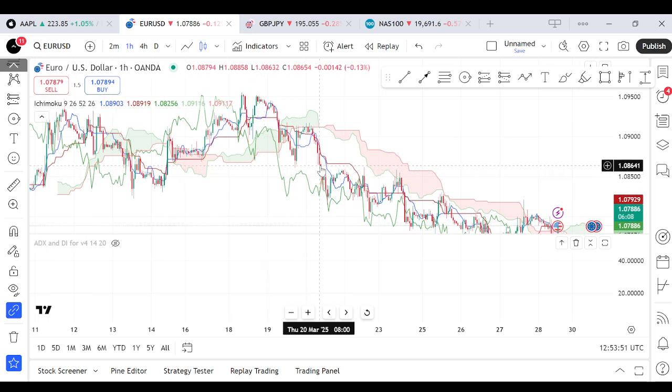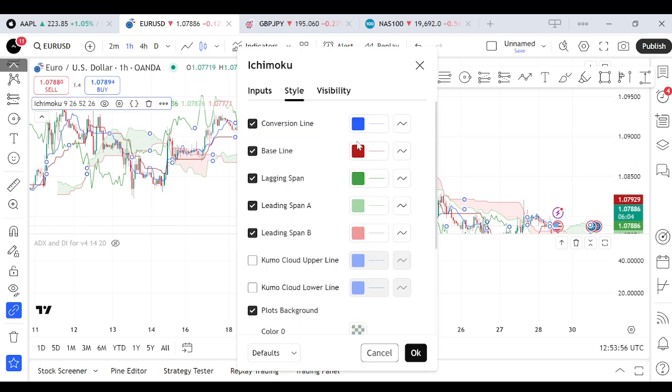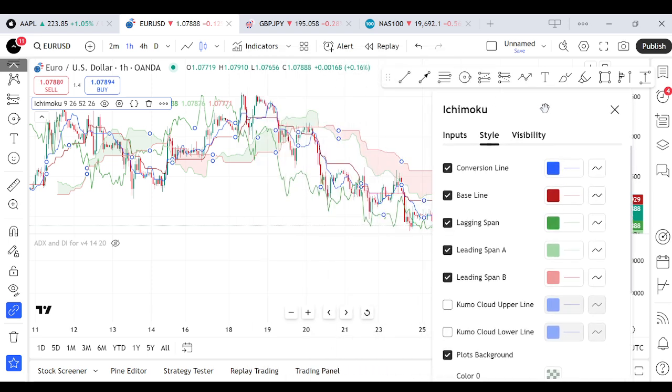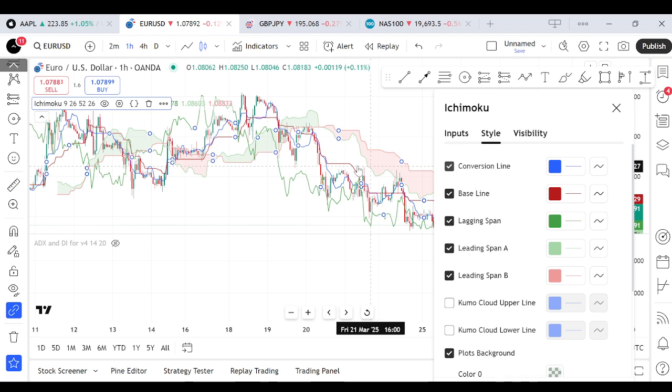The first component is the Tenkan Sen, which is the conversion line. I'm going to show you from the settings here. The conversion line, which is this blue line right here. Now you should know that the conversion line is a 9 period average of high and low, acting as dynamic support and resistance.